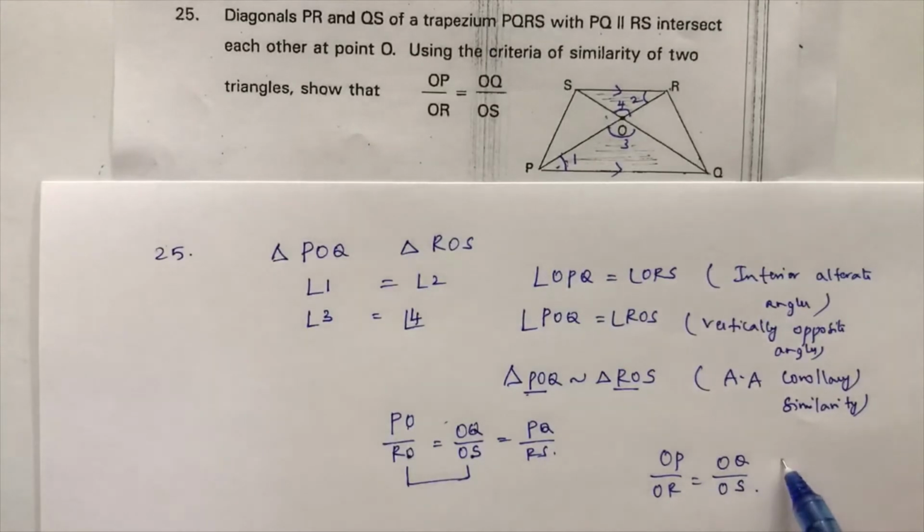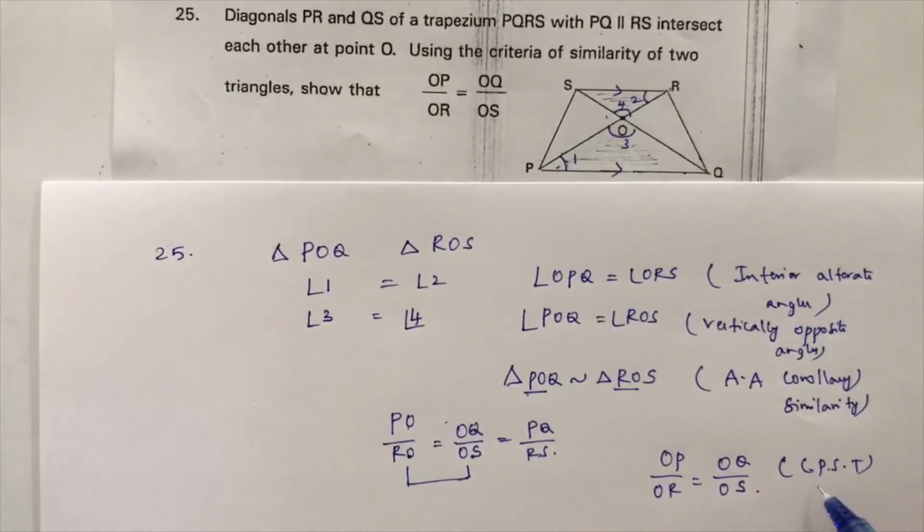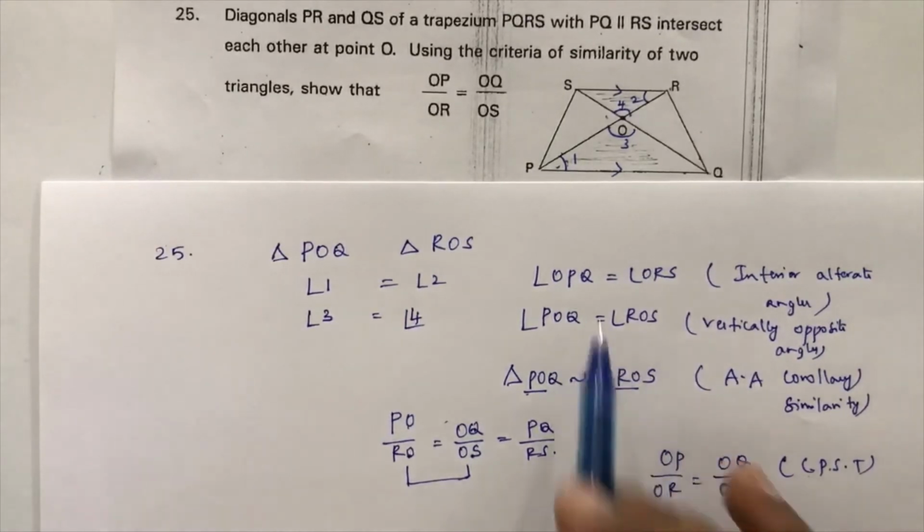The reason I wrote this is CPST, corresponding parts of similar triangles, because if two triangles are similar, corresponding sides are proportional. So that's why I wrote similar triangles, corresponding parts, sides are proportional. I got the answer.